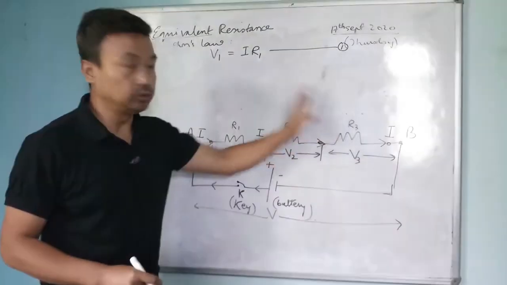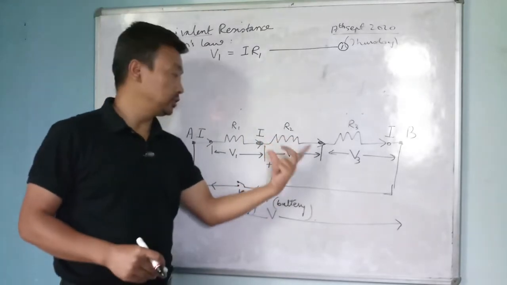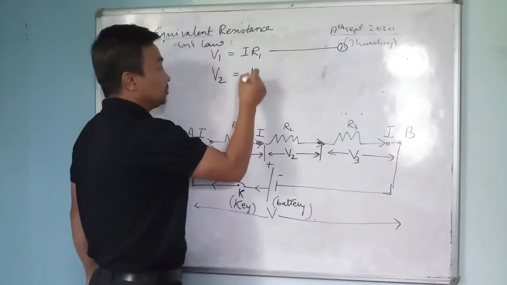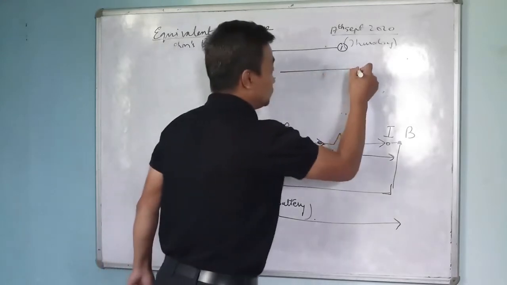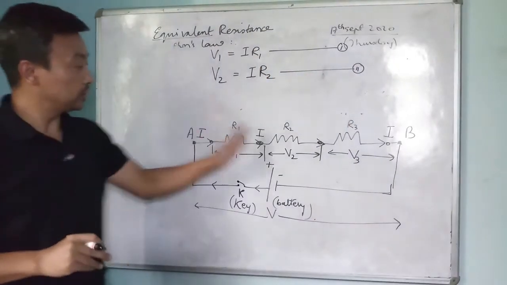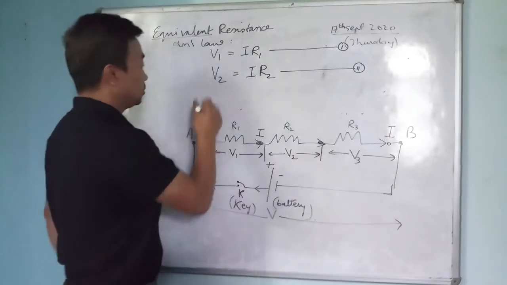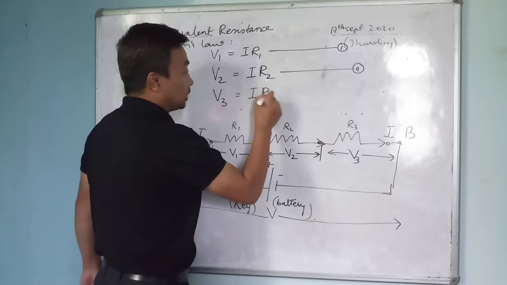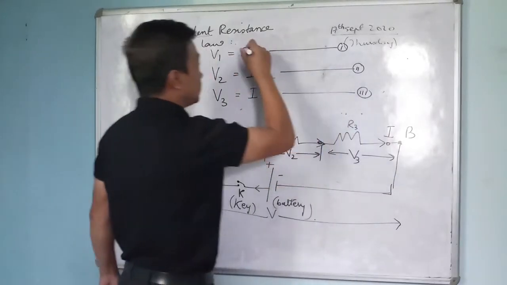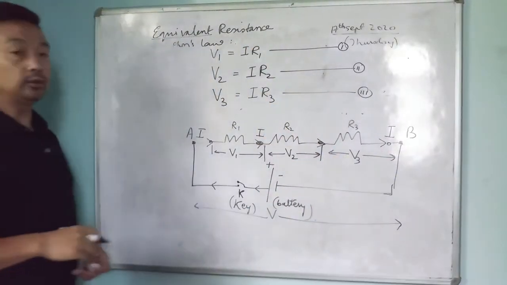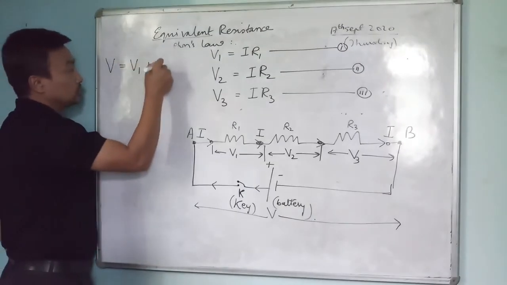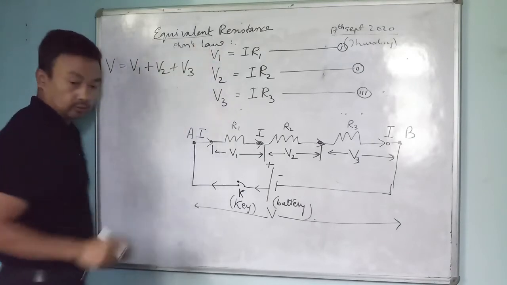Similarly, when you come to this resistor, what is the potential difference? V2. And what is the resistance? R2. But here also the same current I is flowing, so we get V2 equals I R2. This is for the second resistor. Since we have taken 3 resistors, we also have for the third one, V3 equals I R3, because here the current remains the same throughout the resistors. Now you have just learned that V equals V1 plus V2 plus V3. Okay.